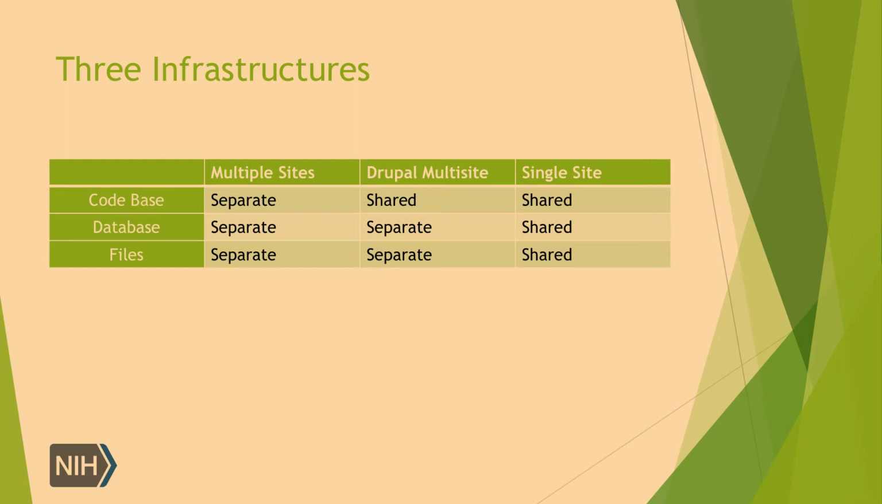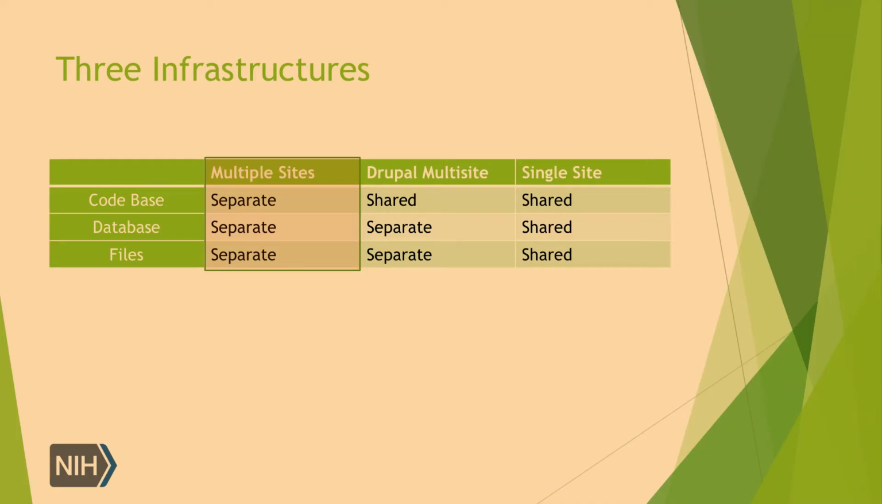So we know Drupal has 3 elements: code base, database, and files. So it depends how those sites share those elements. We categorize them into 3 infrastructures. The first one we're going to talk about is multiple sites. This is a situation we just talked about, the approach we just mentioned.